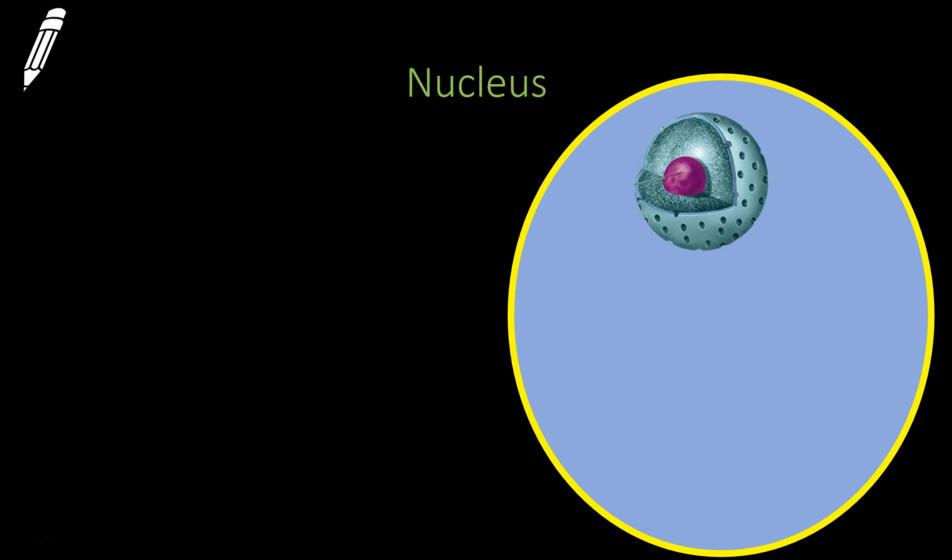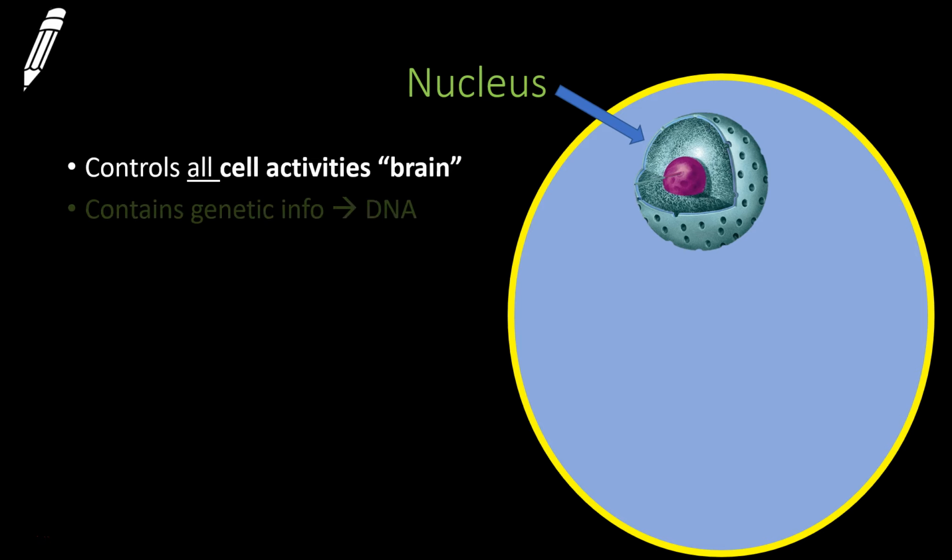Next, we have the nucleus. The nucleus is the center portion inside of the cell, and it controls all the cell activities. Think of it as the brain of the cell. It's going to control what happens. Inside of the nucleus, in this area here, all of these coils that you see are strands of DNA. Why is the nucleus important? That's where eukaryotes store our DNA.